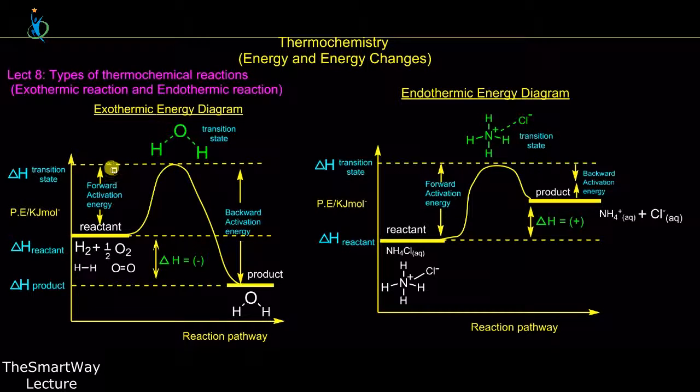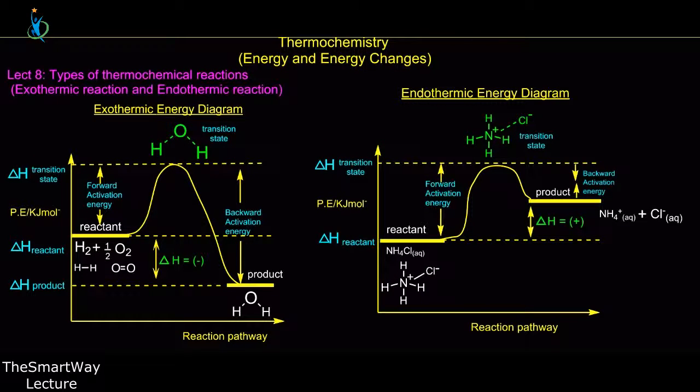So from here to here is the amount of energy that you have to supply to the reactant in order for it to become the product. What is this energy going to do? Let me give you one practical example.